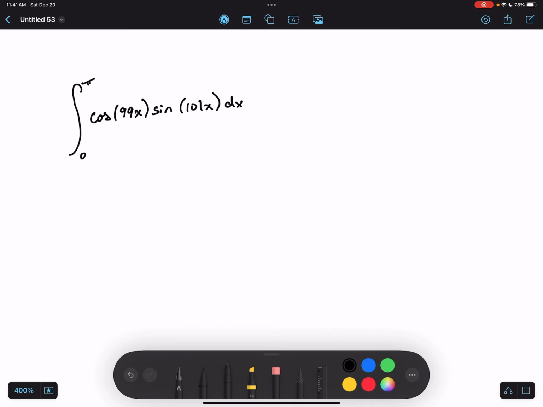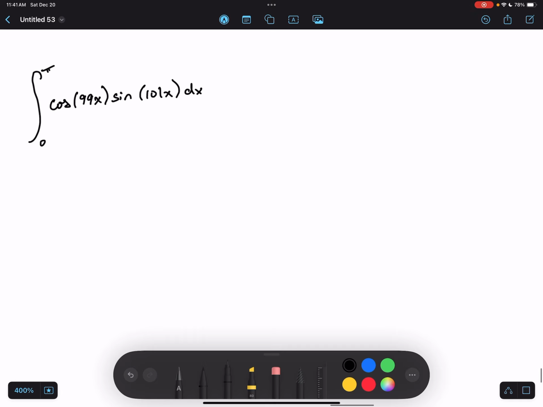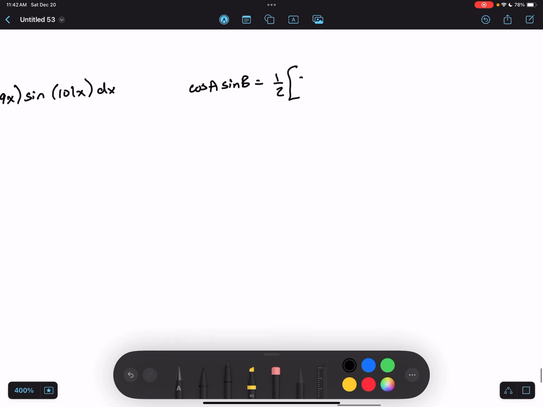We're given the trig integral of cosine 99x times sine 101x dx, evaluated from 0 all the way up to pi. And without using any trig identities, this may be a bit of an impossible task. So what we'll do is use a product to sum identity: cosine A times sine B equals 1/2 times sine of A plus B minus sine of A minus B.